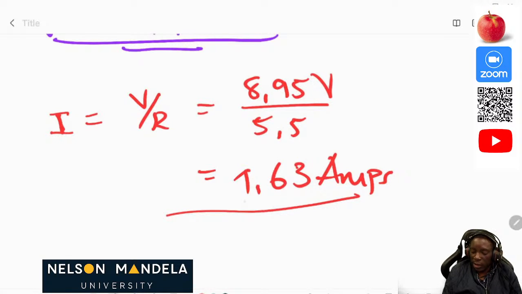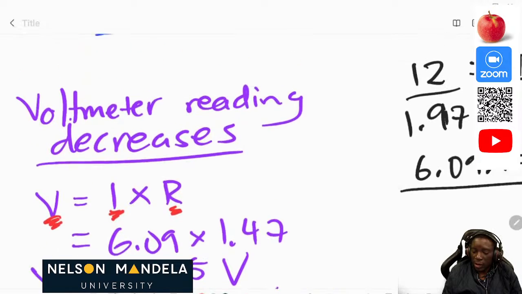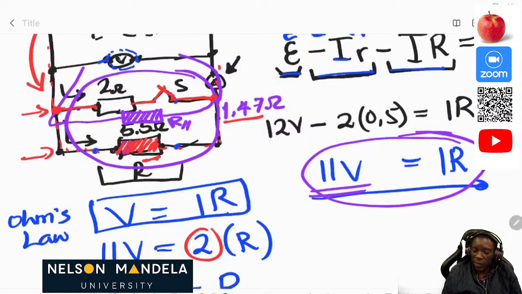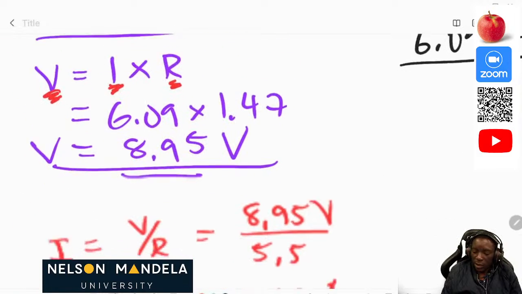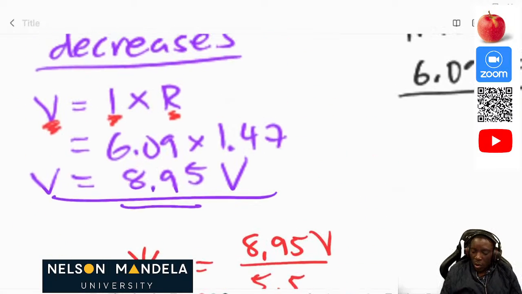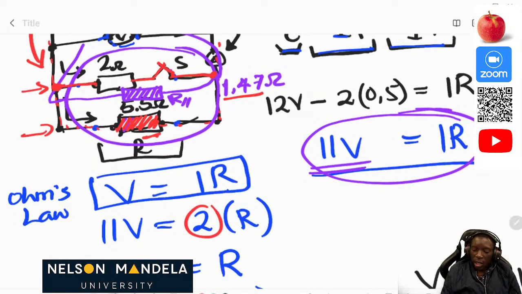The resistance is the same. V equals IR. So when I decreases for the same R, V also decreases. So when the voltage across this resistor decreases, the voltmeter reading will decrease. This also shows you that more current always flows through the path of lesser resistance.